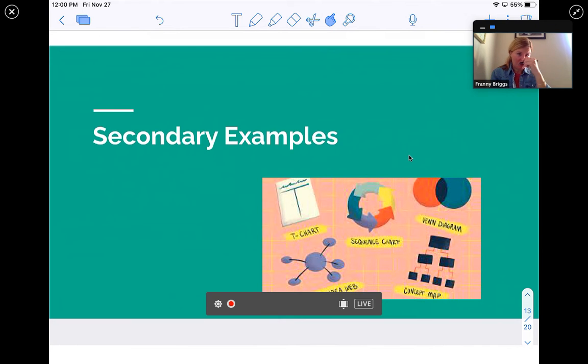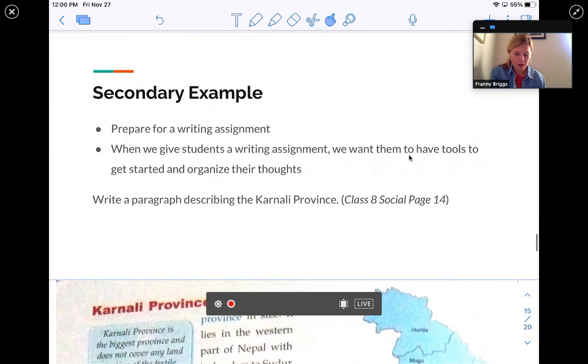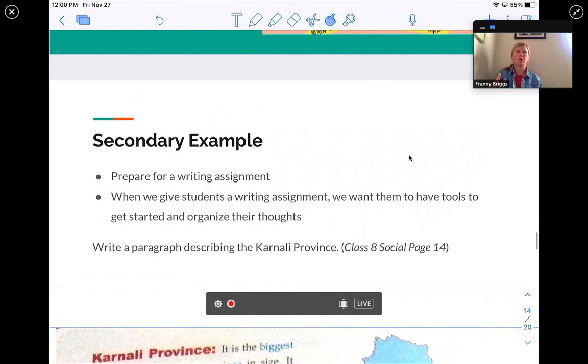So for secondary examples, you can have a little more demand on students. And so the overarching goal of using graphic organizers, or one of them, is to help students organize their thoughts, especially when they're writing. Teaching writing is really, really hard. Teaching students to be good, clear, organized writers, and using brain frames can be very, very helpful for helping our students become stronger writers.